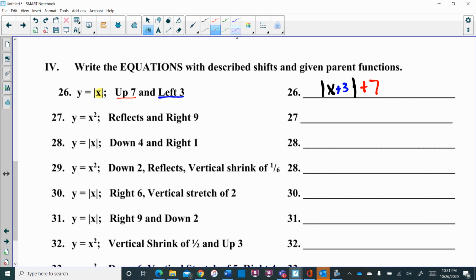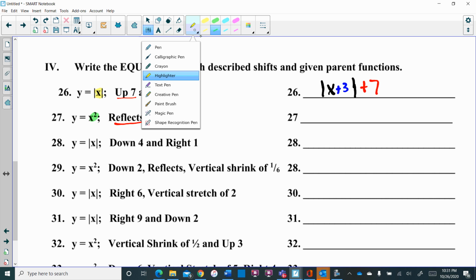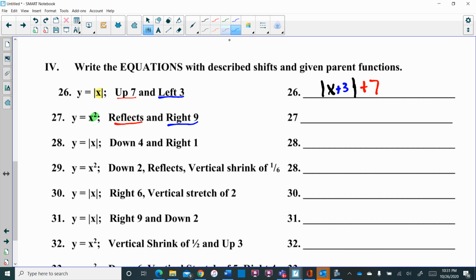On this one, we have a reflection and it's going to go right 9 units. Anything with right or left needs to be within some type of grouping. Since this is an x squared parent function, we're going to use the parentheses, making sure there's enough room, with that exponent of 2.